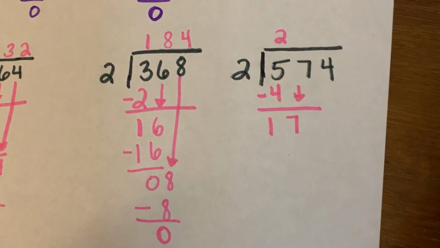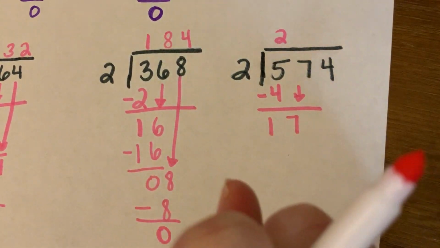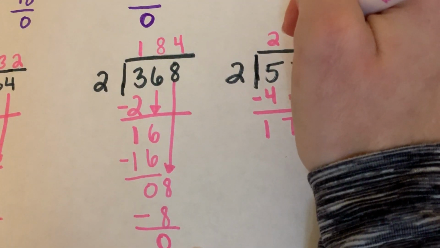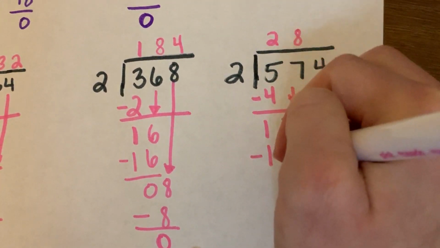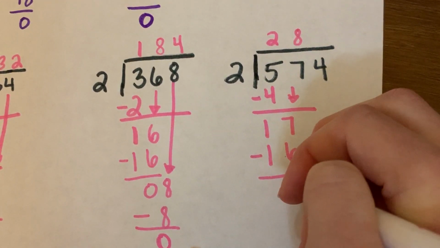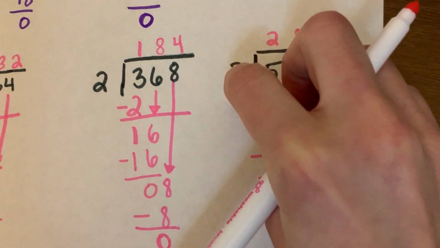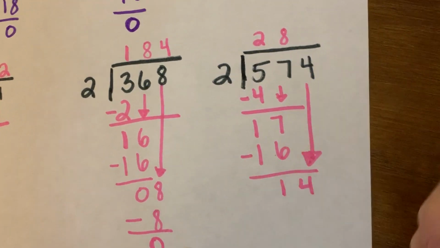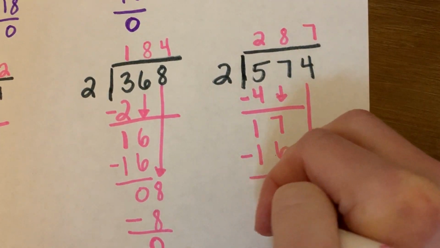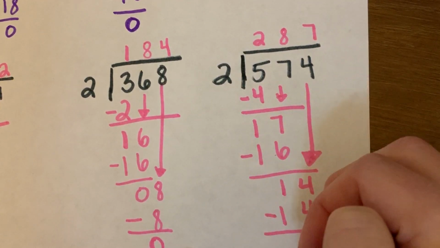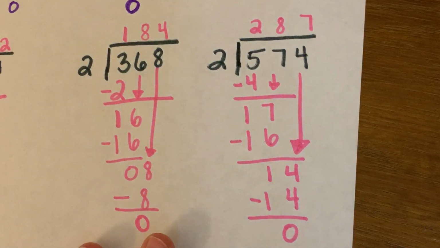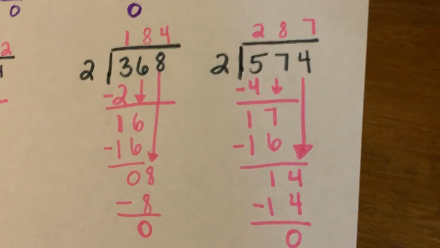2 times what gives me 17? Well, nothing comes out exactly, but I can do 2 times 8 gives me 16. And I have 1, bring down my 4. 2 times what gives me 14? Well, 2 times 7, I have 14. And I end up with 0, 287.